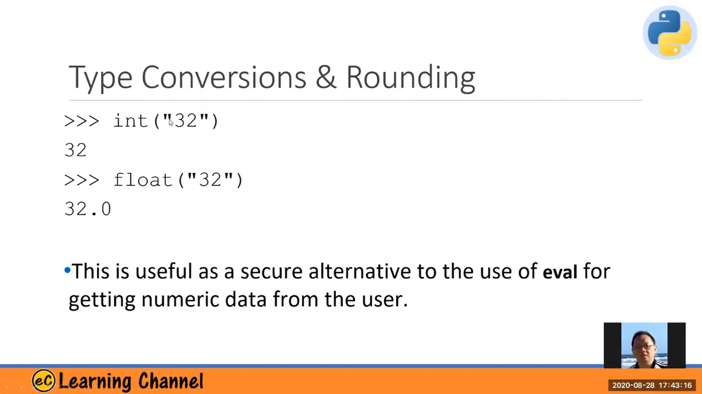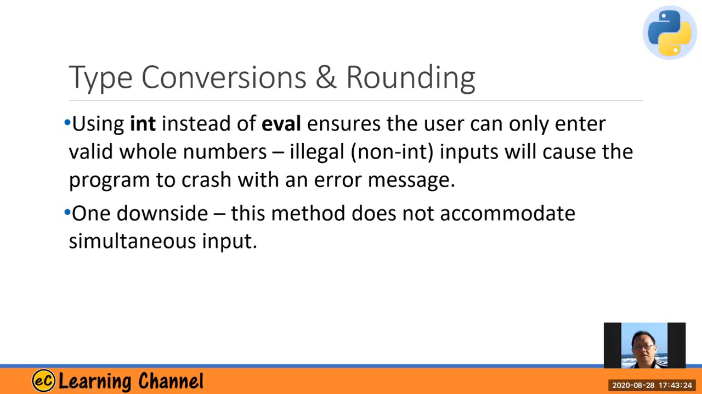And you can convert a string to an integer. That will be the integer 32. Okay, it's equivalent to the eval. But eval can convert to integer or float. Integer can only convert to integer.